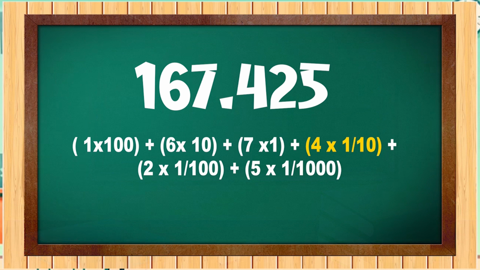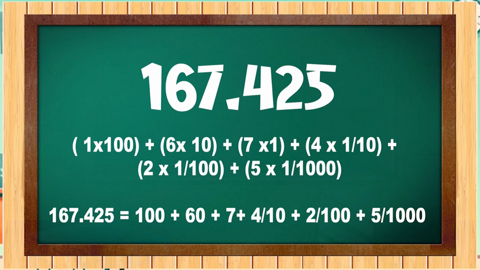Plus 2, face value, 2. That 2 is in the hundredths position. So we will multiply that 2 by 1/100ths. 5, face value, 5. Place value, thousandths. So we will multiply that 5 by 1/1000ths. So let's begin to expand.